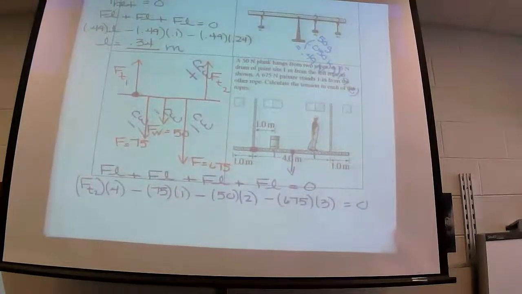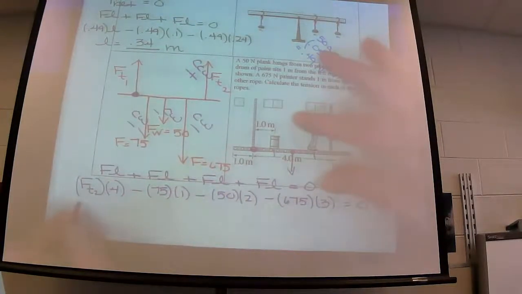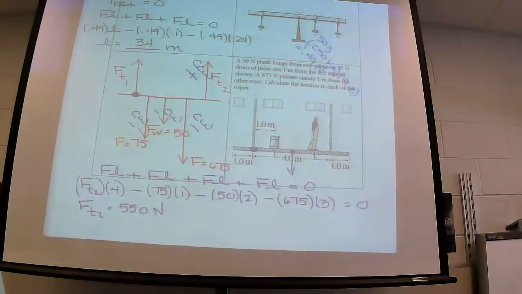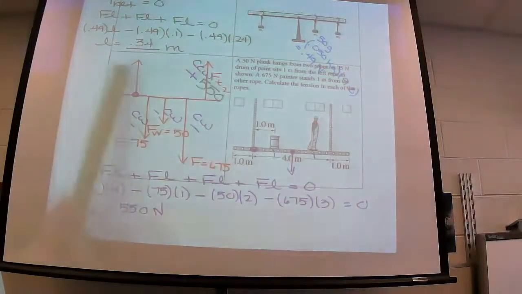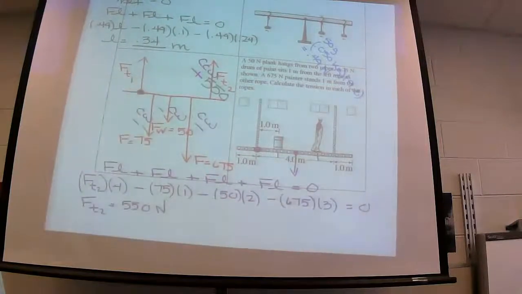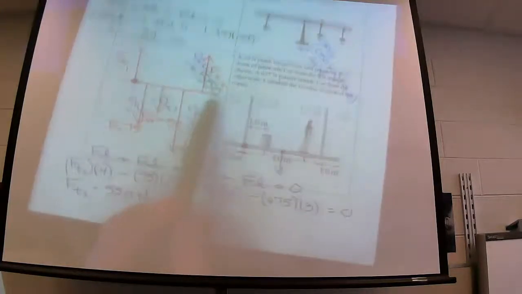I remember this one from last hour. FT2 equals 550 newtons. I'm going to add that to my picture. This is 550. Do you think FT1 is going to be bigger or smaller than 550? Smaller. I think smaller because the heavy painter guy is over here.